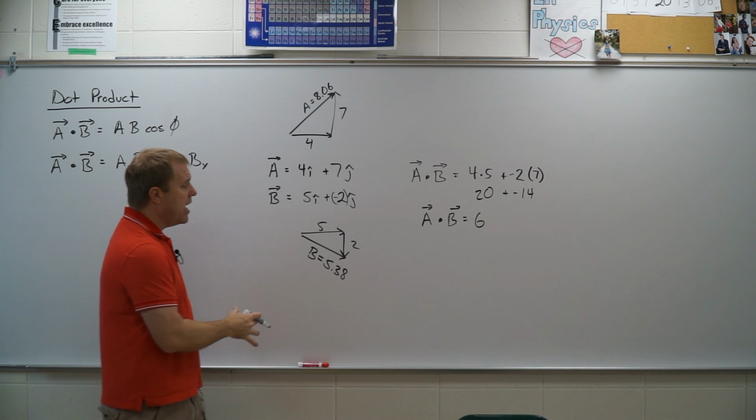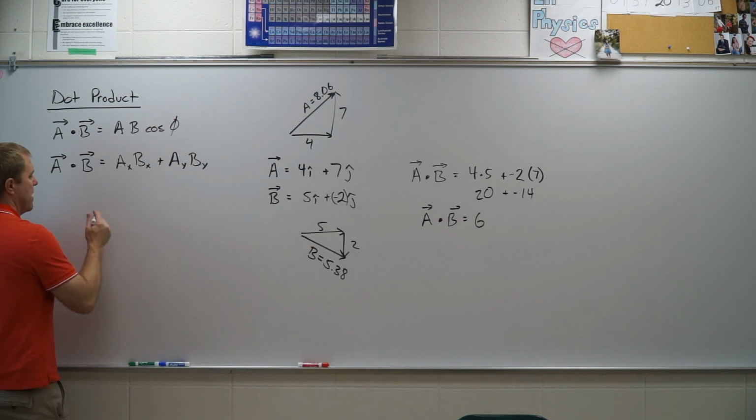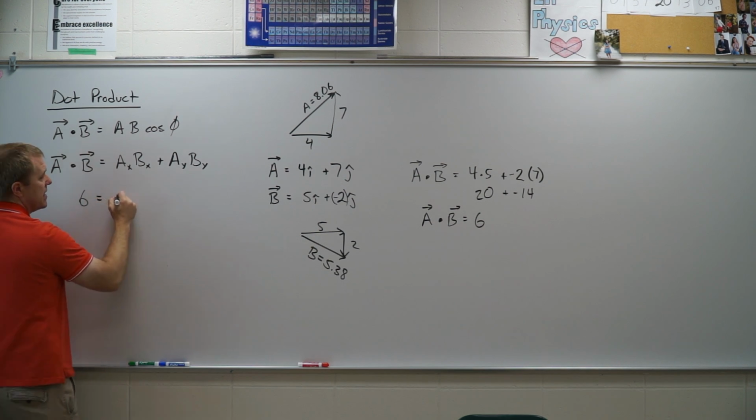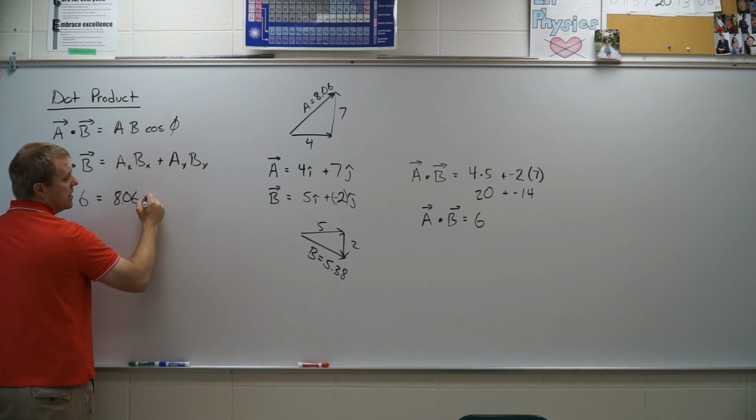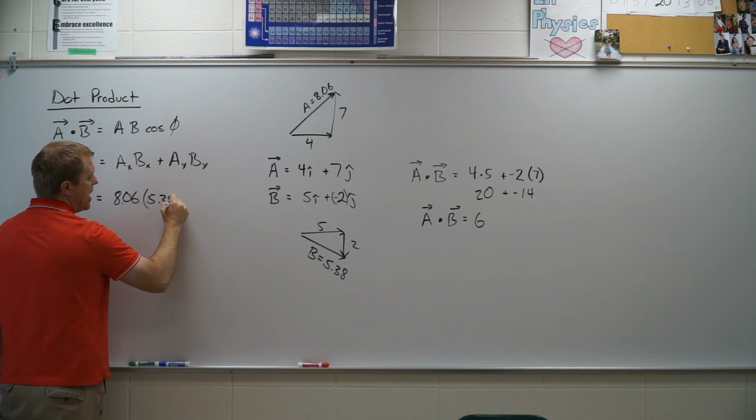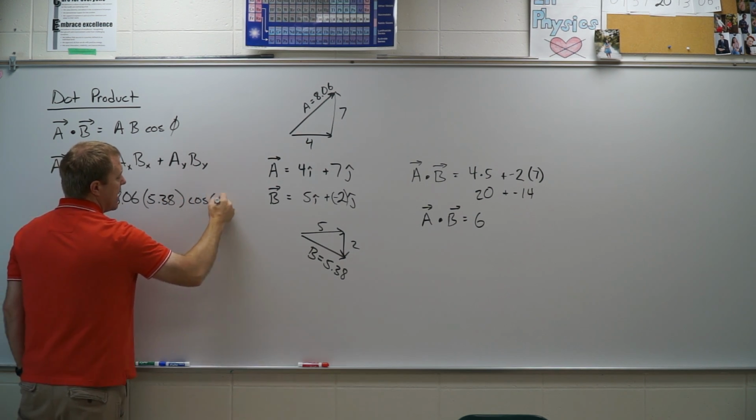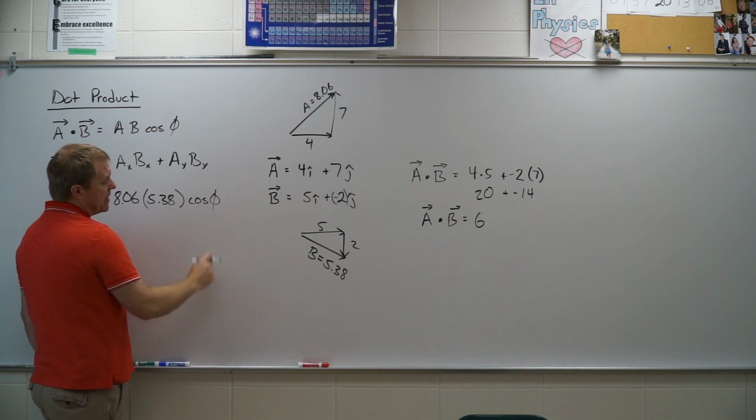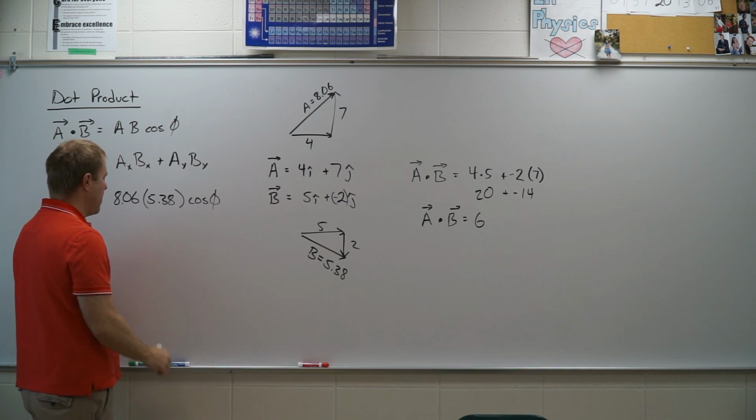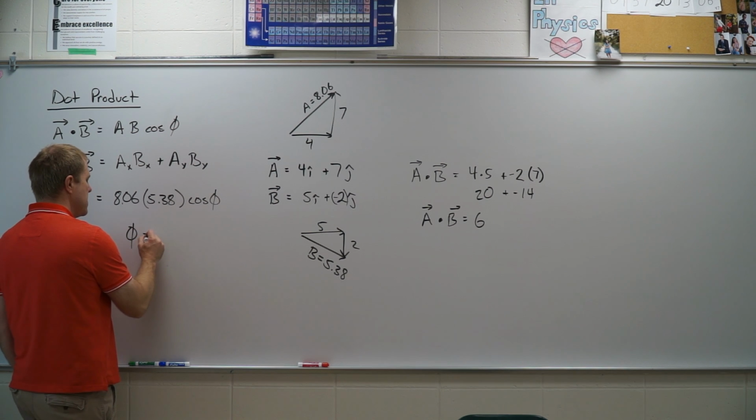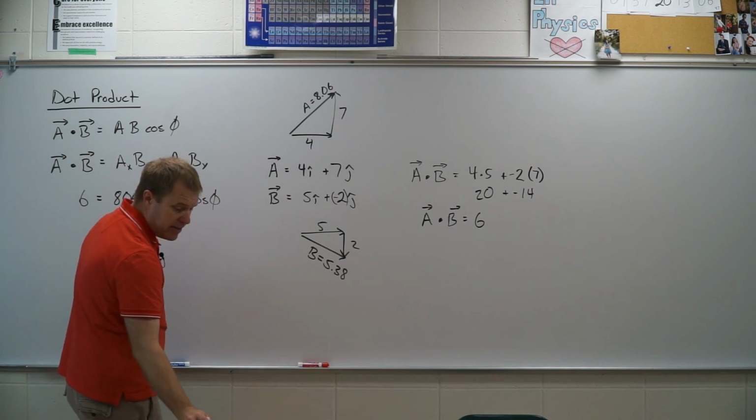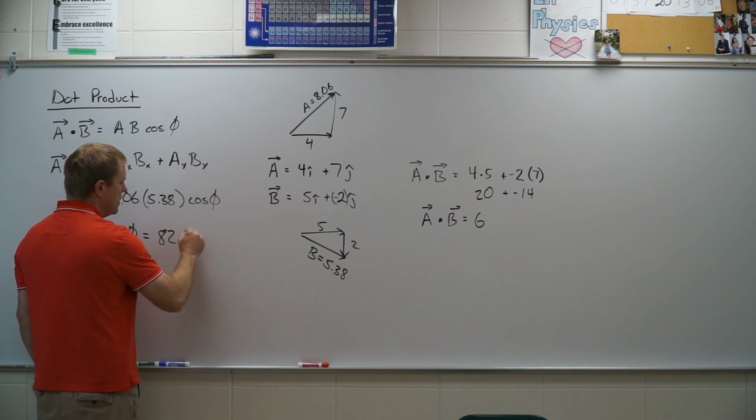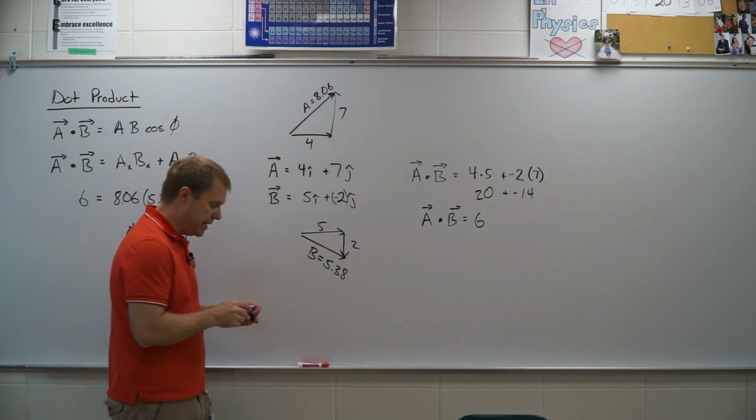Okay? And so now I can use this method. So I have 6, I'm sorry, the top one here. 6 is equal to 8.06 times 5.38 times the cosine of the angle between them. And so what I can do then is solve for theta, or phi in this case, I'm sorry, phi. And we end up with an angle of 82.1 degrees being the angle between them.